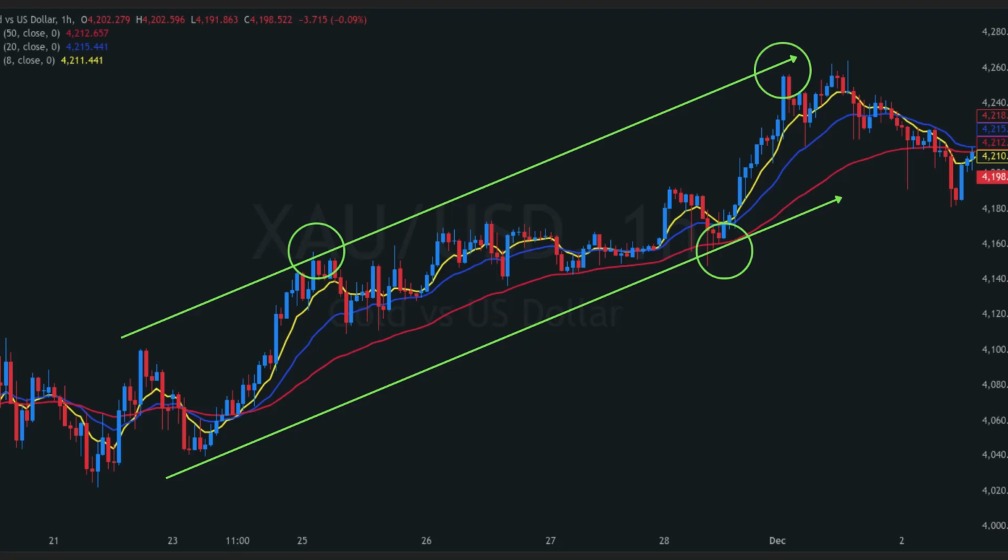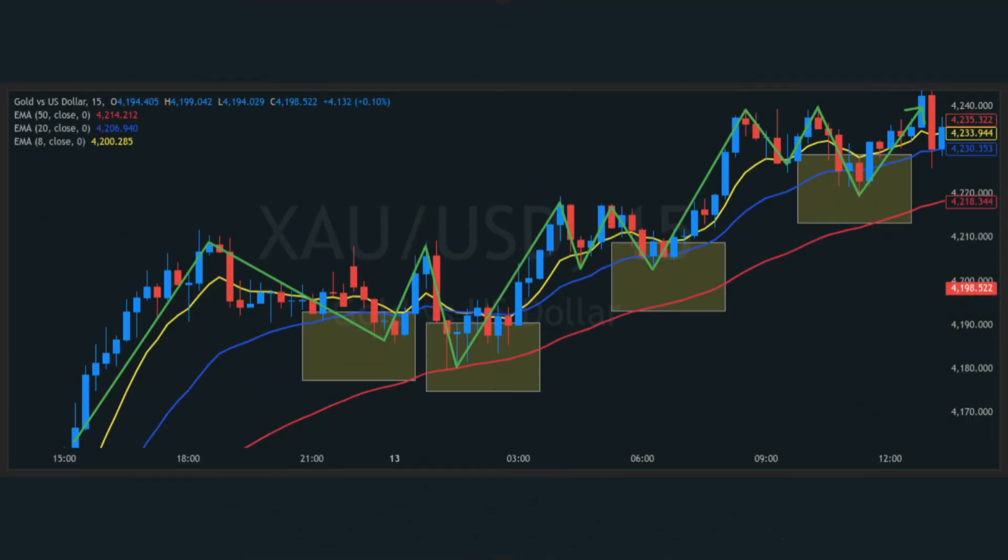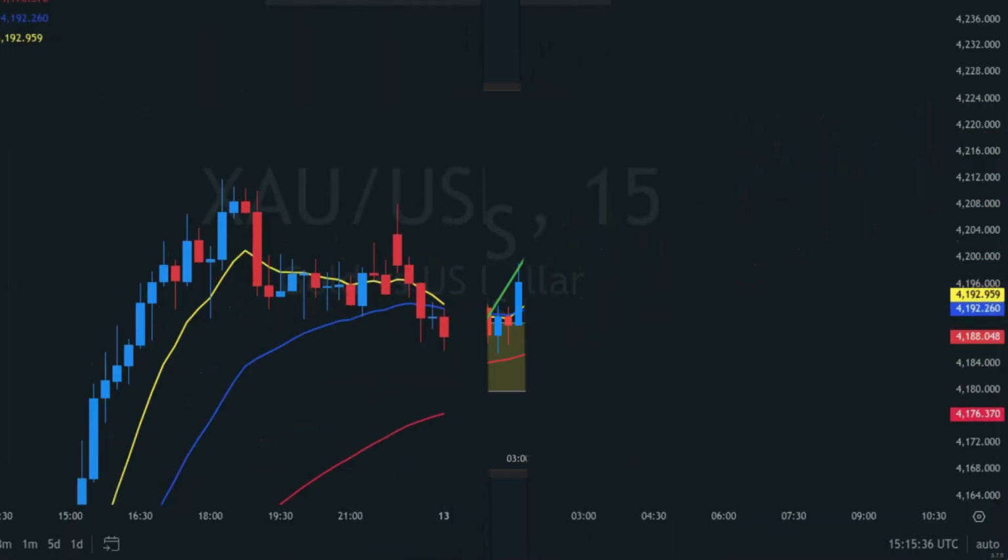Now watch this. Price pulls back. But look where it stops. Right inside the EMA 20 to 50 zone. Not random. Not coincidence. There's our rejection. That means buyers defended this level.